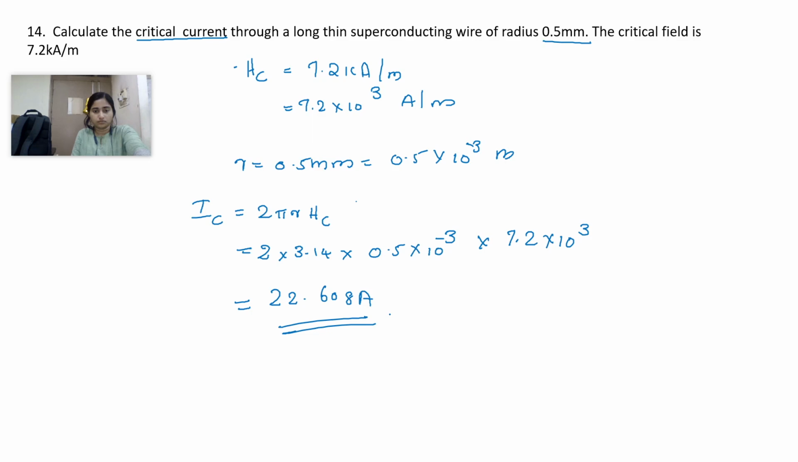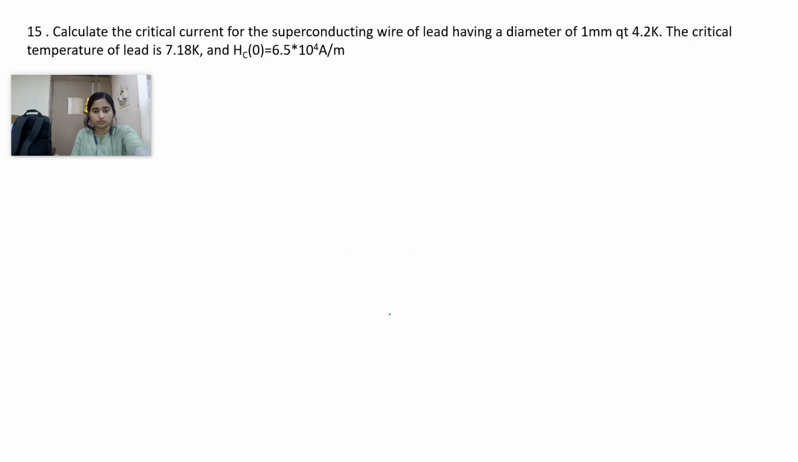So we will solve one more problem today. This problem is: calculate the critical current for the superconducting wire of lead having diameter 1 millimeter at 4.2 Kelvin. The critical temperature of lead is 7.18. Hc is given as 6.5 times 10 to the power 4 ampere per meter. Okay, so what are the parameters given here?